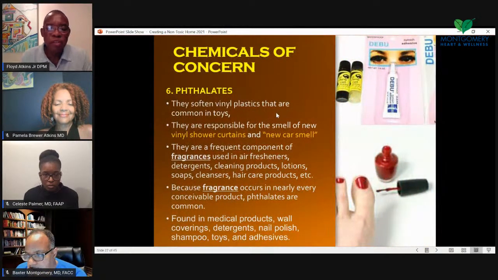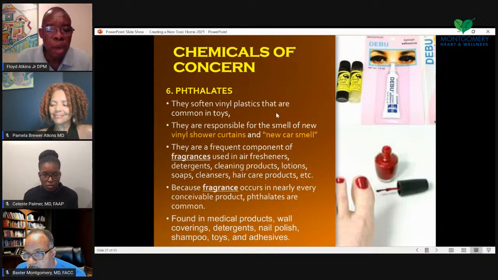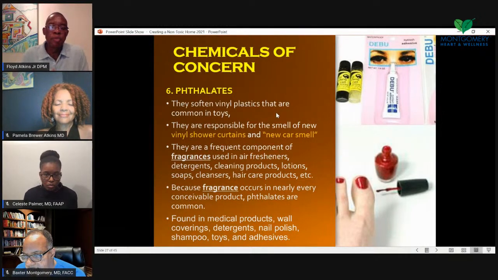Phthalates. Phthalates are softeners. This is number six. I only got a couple more to go. It's a softener that's put in plastic to make things unbreakable, to make things stretch and not break. And it was determined as a good thing, but they're responsible for the vinyl shower.